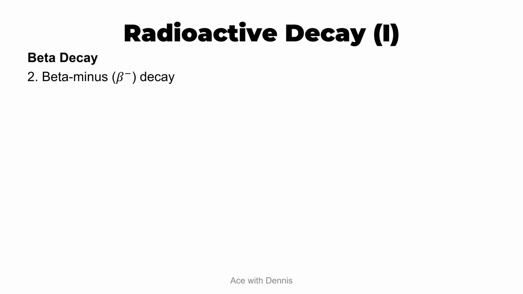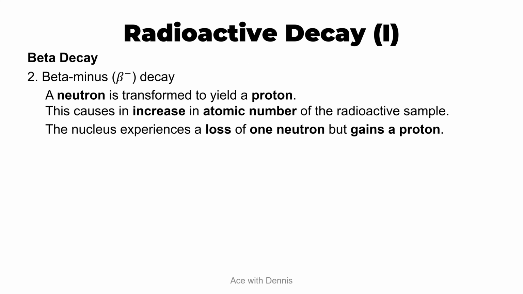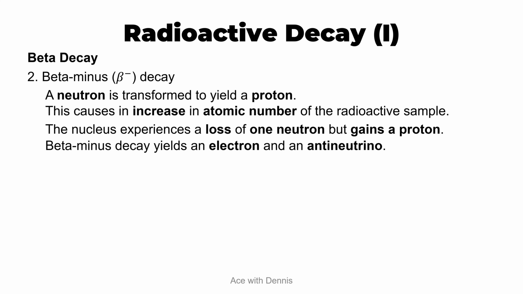On the other hand, beta minus decay is the opposite of beta plus decay, where a neutron is transformed to yield a proton. This causes an increase in the atomic number of the radioactive sample. The nucleus experiences a loss of one neutron but gains a proton. Beta minus decay produces an electron and an anti-neutrino. Here is the equation of beta minus decay. A neutron, after decay, produces a proton, an electron, and an anti-neutrino.